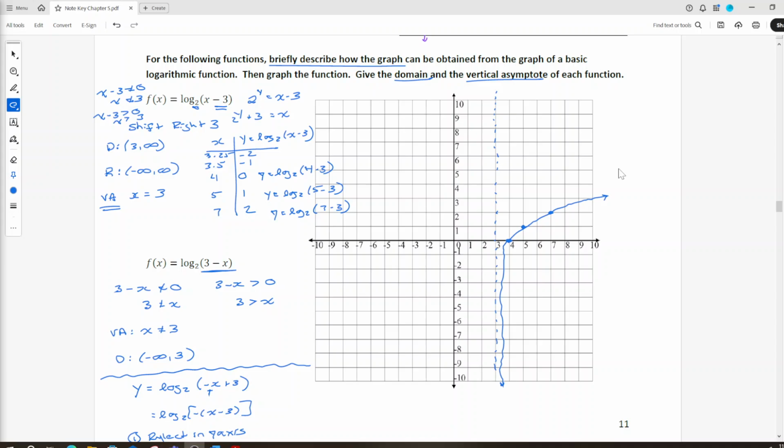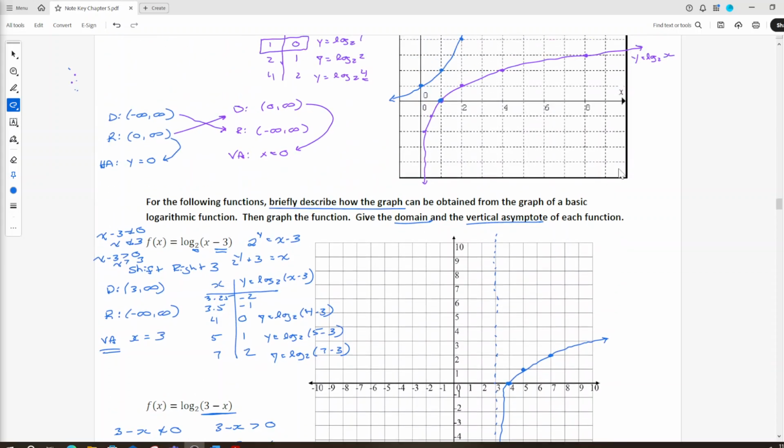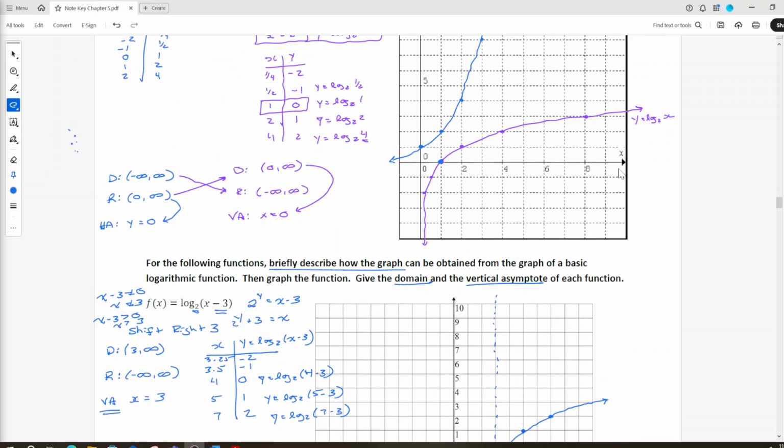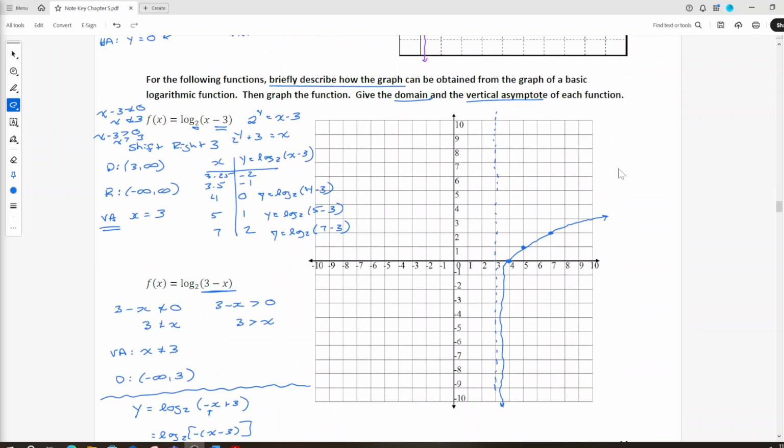So for me, what I would do is take those key points and say, okay, I'm going to reflect them over the y-axis and then move them right 3. So what's going to happen is you're going to have this point here. I should do this in a different color. I should have done this on 2 different graphs.